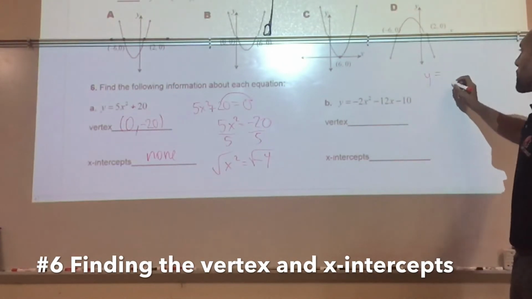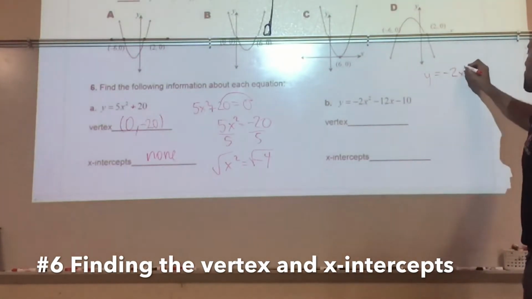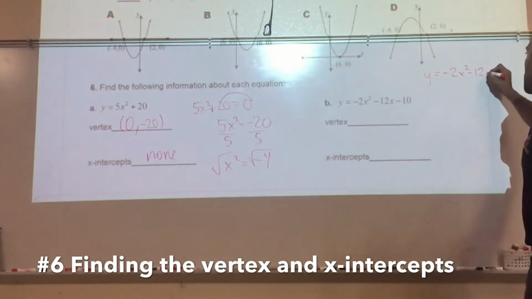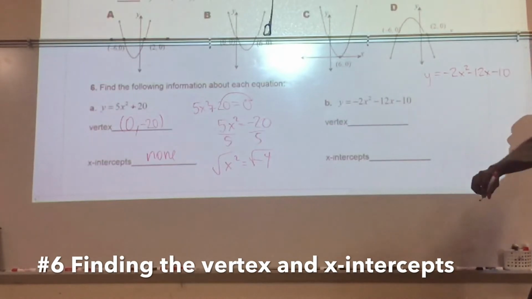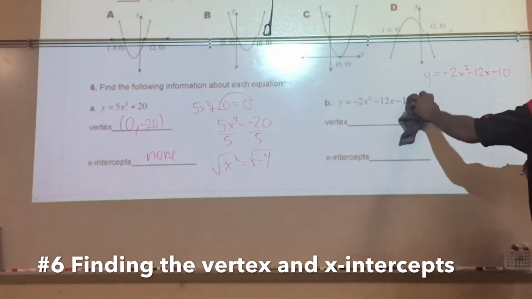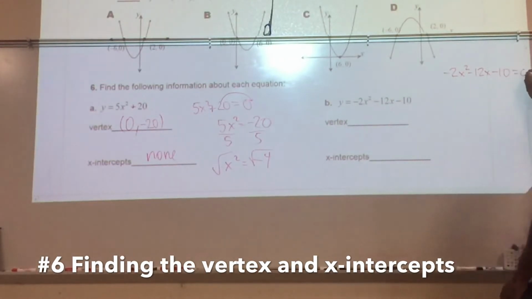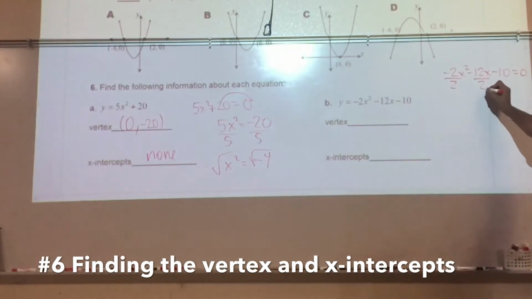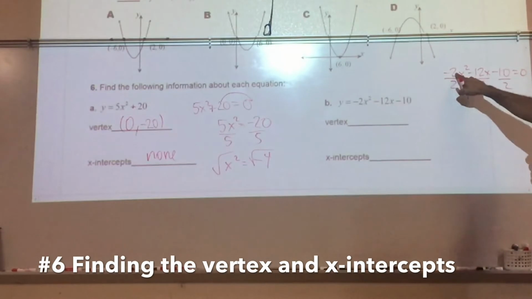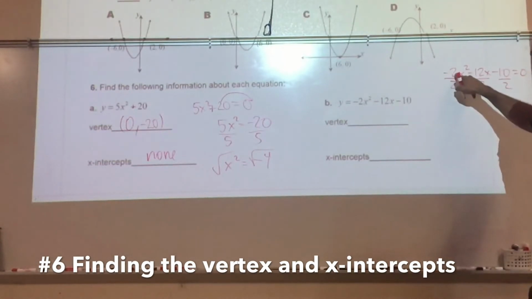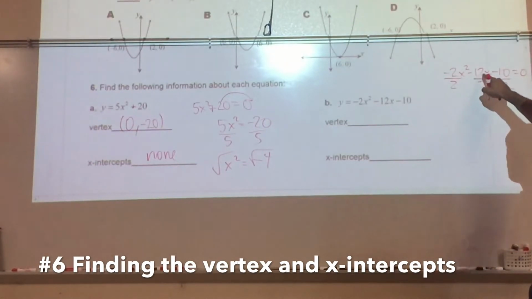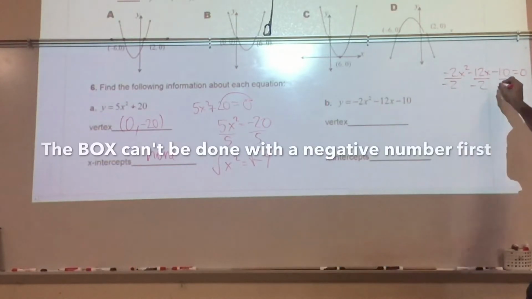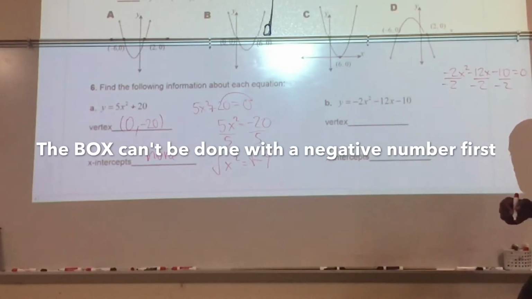But in order to do the box, I can't have a negative in front. So let's get rid of the negative by first setting it equal to 0. Okay, I'm going to divide by 2 because that will make this easier to work with. It'll make it smaller. I can do the GCF of all the numbers, but I need to get rid of the negative, so I divide by negative 2.